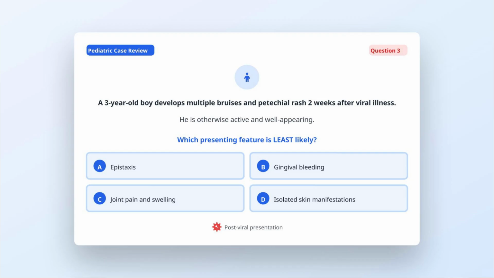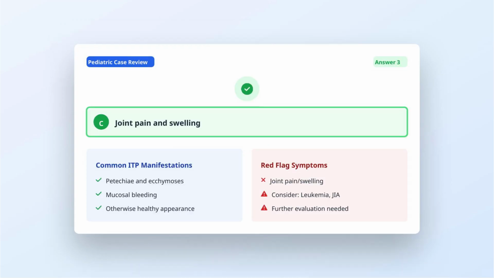Let's discuss clinical presentation. A 3-year-old boy develops multiple bruises and a petechial rash over his trunk and extremities 2 weeks after a viral illness. He is otherwise active and well-appearing. Which presenting feature is least likely in this patient? A. Epistaxis. B. Gingival bleeding. C. Joint pain and swelling. D. Isolated skin manifestations. The correct answer is C.